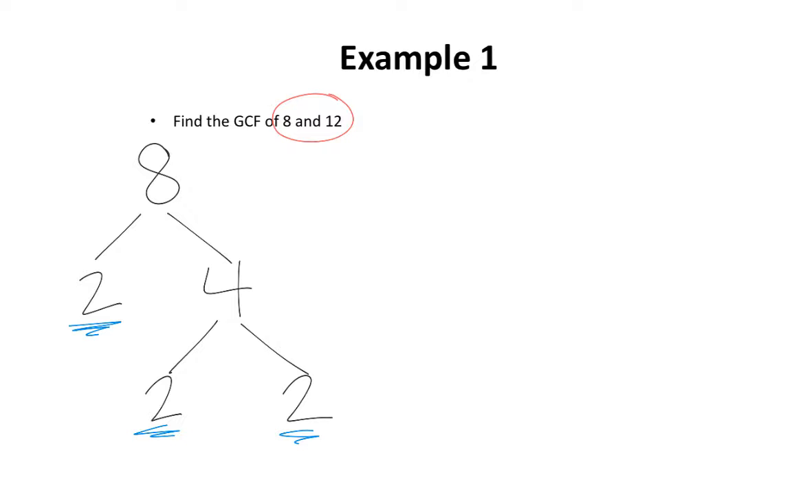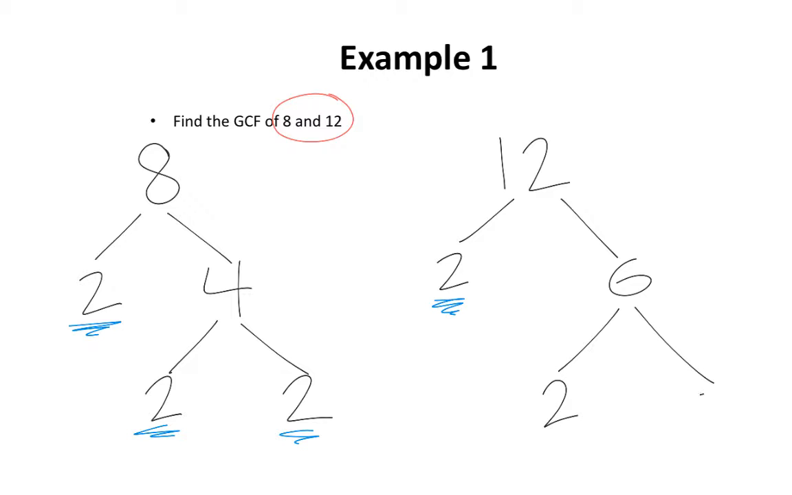Let's go ahead and do the same for 12. Again, think of two numbers that, when multiplied together, will give you 12. I'm going to use 2 and 6. 2 is a prime number, so I'm going to stop here. 6, we want to think of two numbers that, when multiplied together, will give you 6. I'm going to use 2 and 3. Both 2 and 3 are prime numbers, so we're going to stop there.